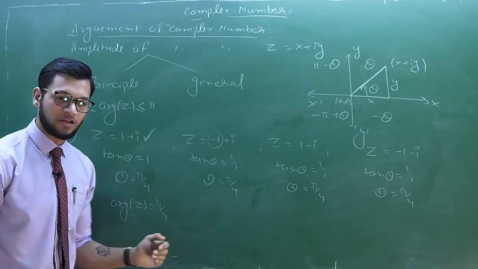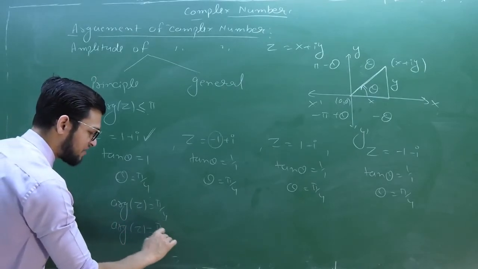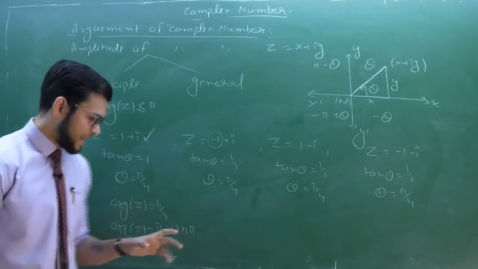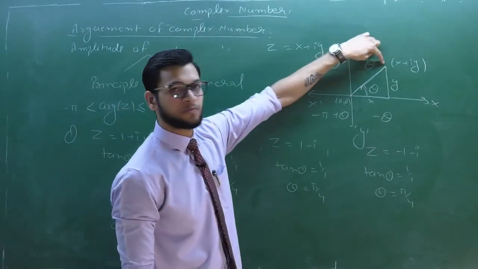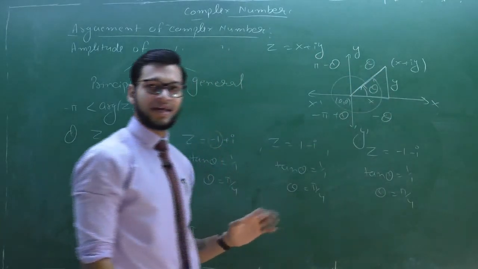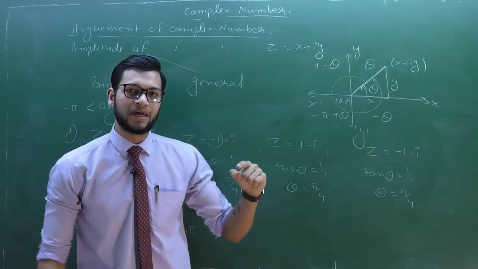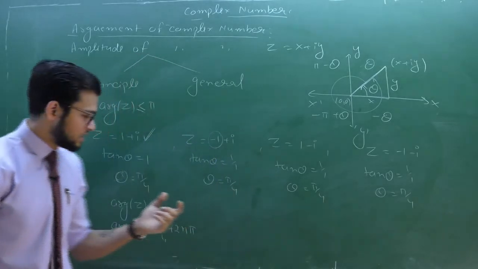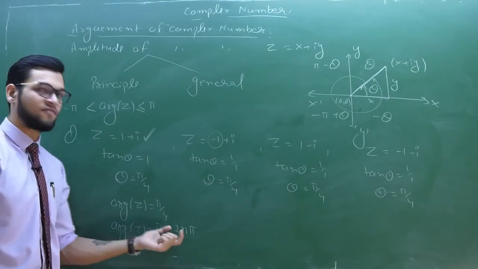For the general argument we can say the argument of z will be equal to pi by 4 plus 2n pi, where n belongs to an integer. Suppose this complex number lies at this point. Now if we rotate this complex number by 2 pi angle, then again we have z is equal to x plus iota y. Again if we rotate it by 2 pi in the anti-clockwise direction, we again have z is equal to x plus iota y. So the principal argument will be equal to pi by 4. For the general argument we have pi by 4 plus 2n pi.